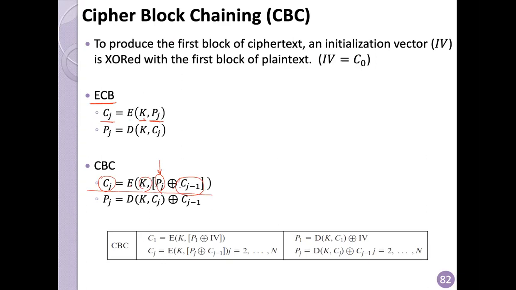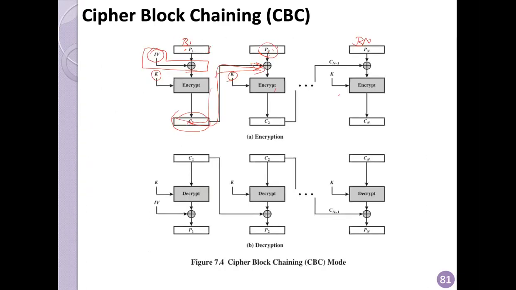And if we want to decrypt it, here is the decryption. You see, when we want to decrypt, we first decrypt the first block. What we get after decryption, we XOR it with the initialization vector. And then the next decryption output is XORed with the previous ciphertext. And here is your plaintext. So this is the cipher block chaining mode.